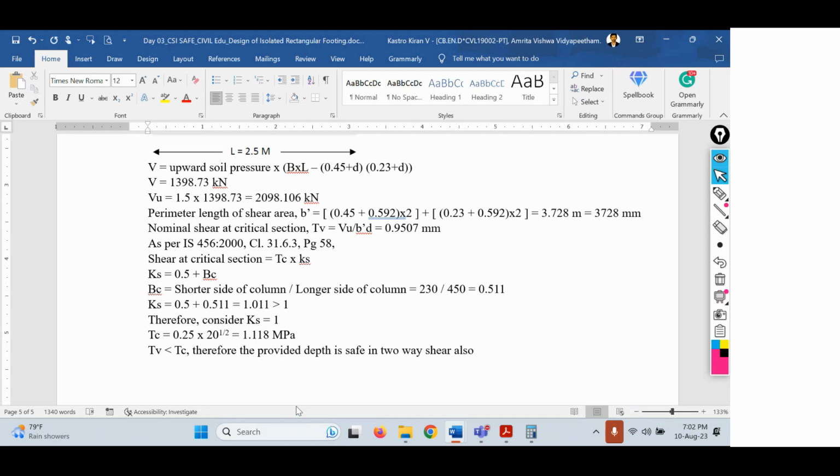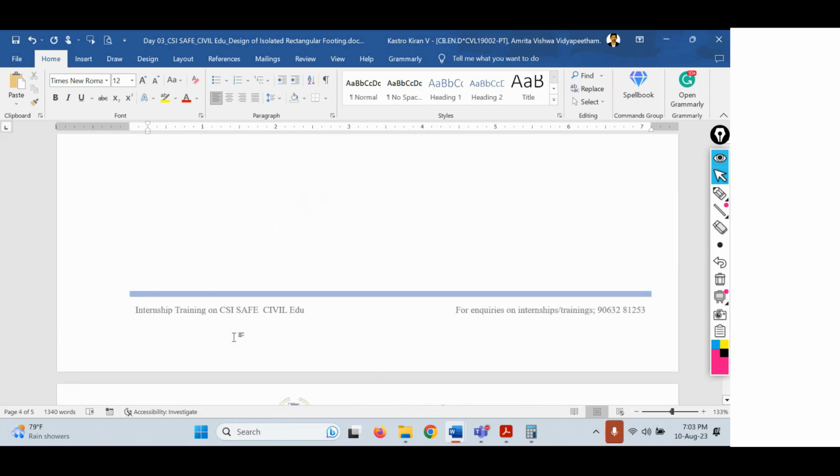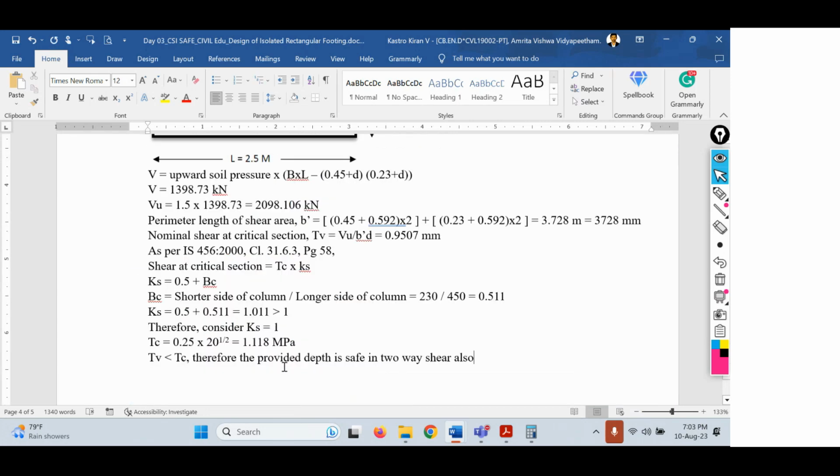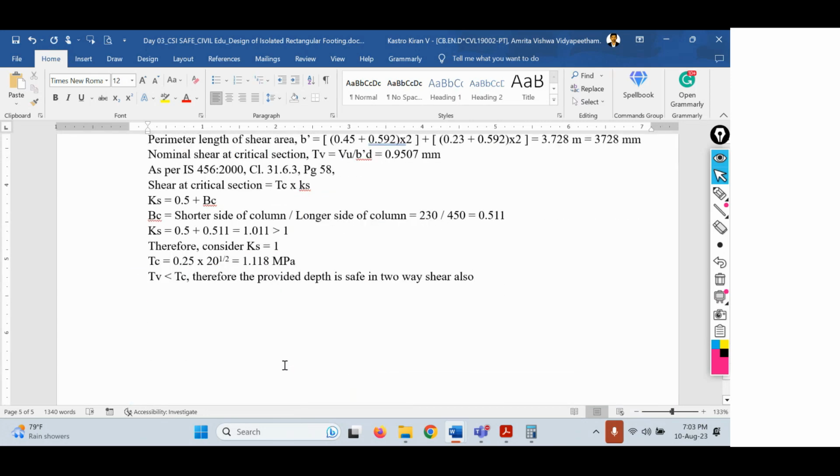If in any case, either in one-way shear or in two-way shear, the value of tau v is greater than tau c, even in one case, you have to revise the depth. In both cases it should be satisfied, both in one-way shear as well as two-way shear. Then only the shear criteria will be safe. If only the flexural criteria is safe, it is not the requirement. Both in shear criteria as well as flexure criteria, the depth should remain safe. So this is the entire design process of the isolated rectangular footing.